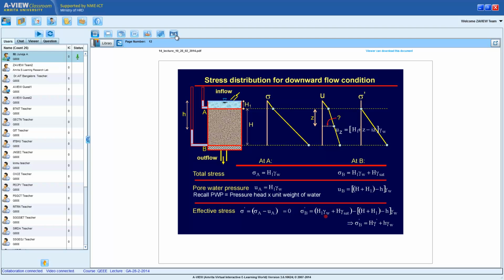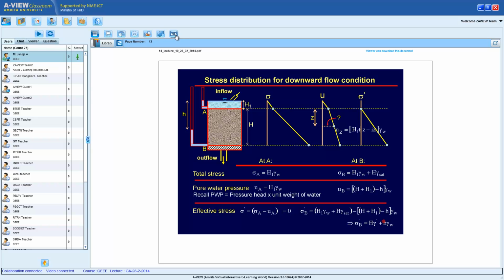If you look at this carefully, H1 gamma W is here, and if I scroll, I'll find somewhere over here H1 times gamma W again. So these two get eroded off. I have H gamma sat minus H gamma water, then plus h gamma water. So I have H gamma sat minus H gamma water, which is H gamma prime. I've just written this as buoyant unit weight, but it's H times gamma saturated minus gamma water, plus small h, which is the head loss, times the unit weight of water.